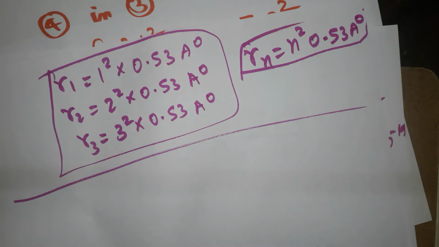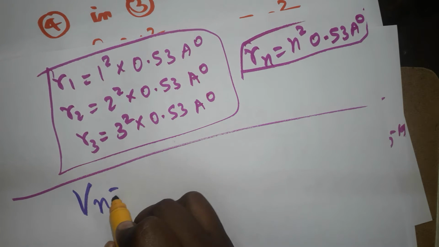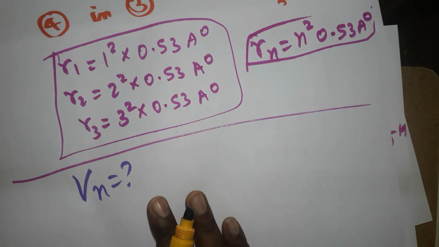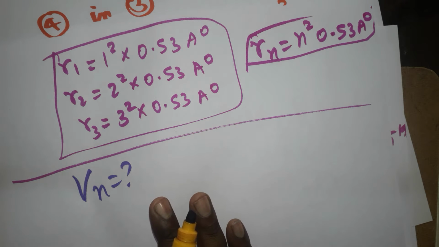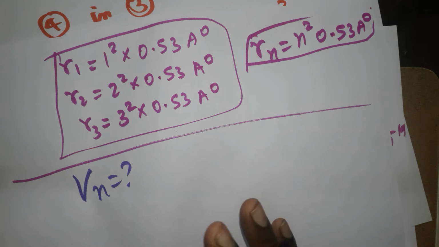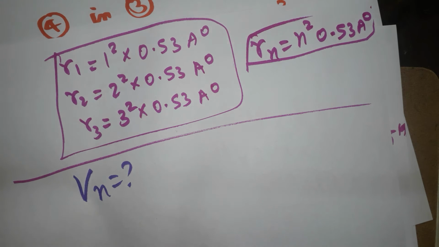So velocity of the nth orbit. So Vn is going to be the question mark. When you are writing velocity in the nth orbit, in that particular equation, radius is not going to be there, because two unknown terms in a single equation cannot be used anywhere. So when you are writing the velocity, the radius is not going to be there in that equation. So that's what I am going to do here.